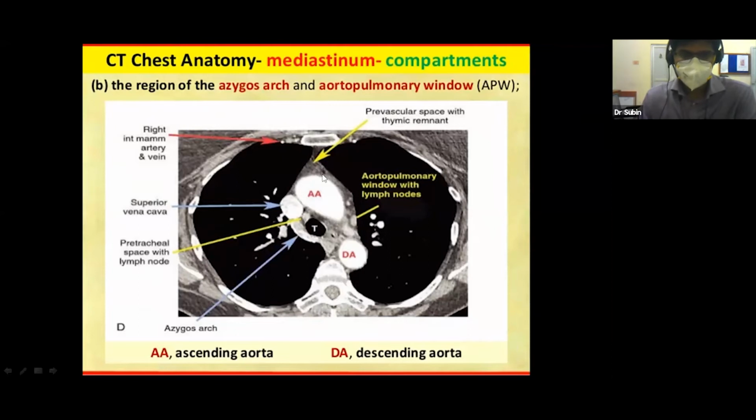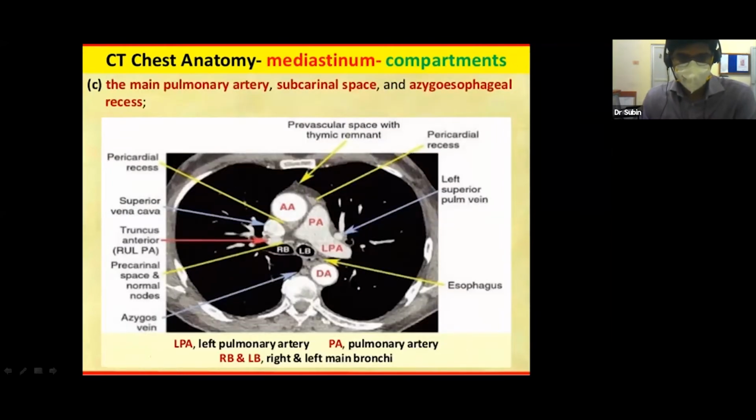So that is just below the bifurcation. This is the subaortic region, where the AP window nodes will be seen. That is between the arch of the aorta and the pulmonary artery, which will start coming just below this level. And that's the descending aorta you are seeing on the left side. In CT, you remember right is always on this side and left is on this side.